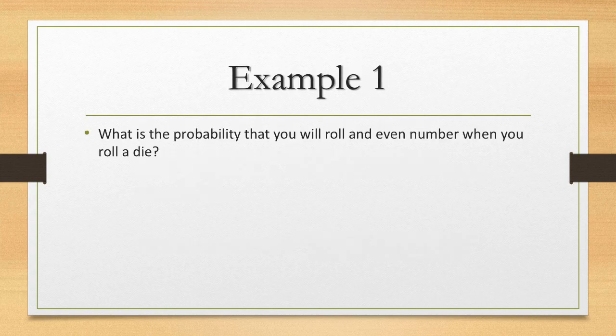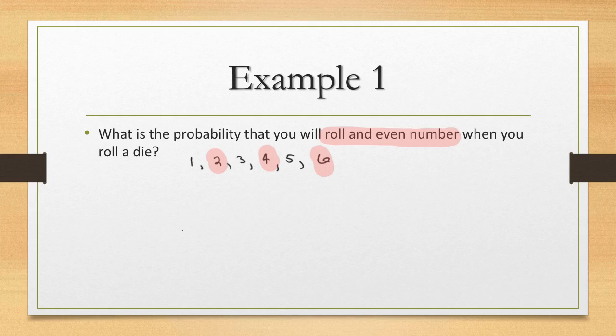So here's our first example. It says, what's the probability that you will roll an even number when you roll a die? So remember that probability is calculated as the number of ways that something can happen divided by the total number of outcomes. So here, if we think about the possible outcomes when we roll a die, we could get a 1, a 2, a 3, a 4, a 5, or a 6, okay? So the probability that we will roll an even number would be a 2, 4, or 6. There's 3 ways that that can happen.